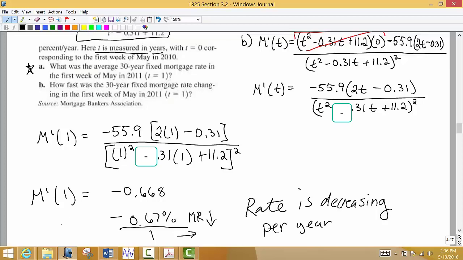All right, so remember one little thing here is the change in the mortgage rate, the change in the function values divided by the change in years. And that's how we're interpreting our answer kind of in terms of that slope.